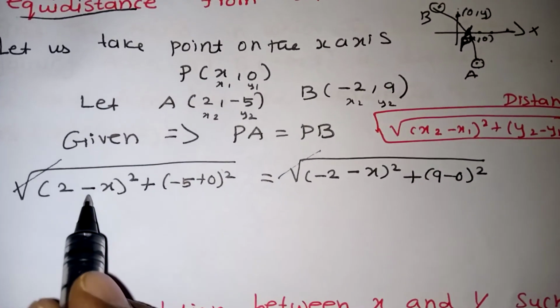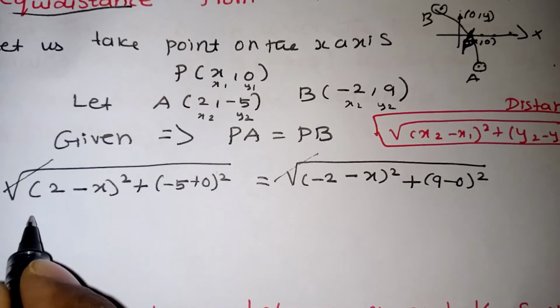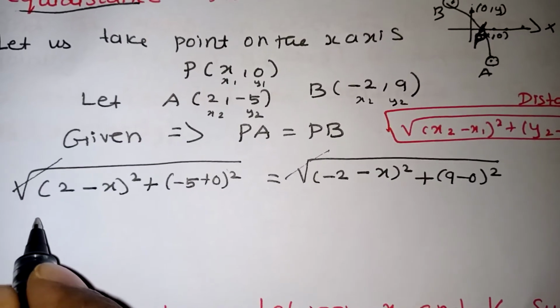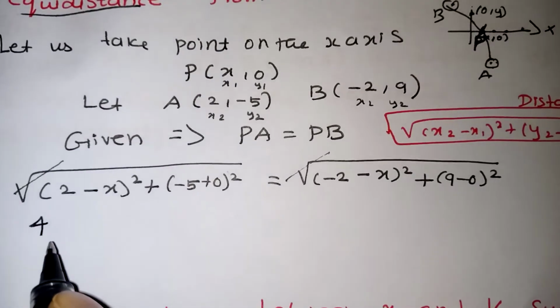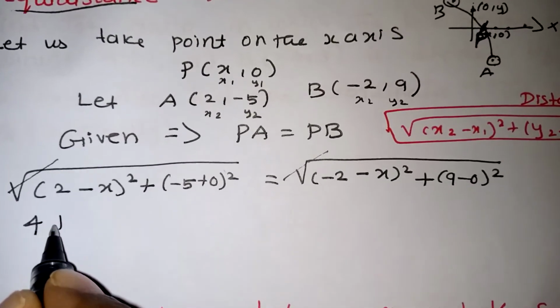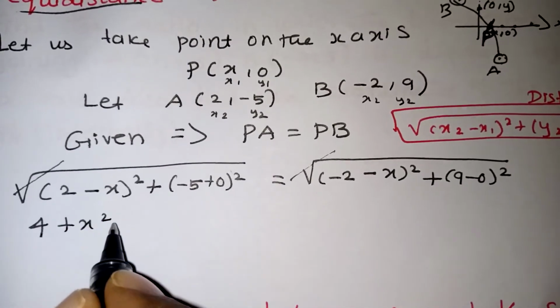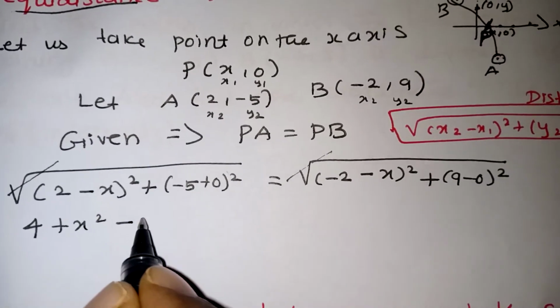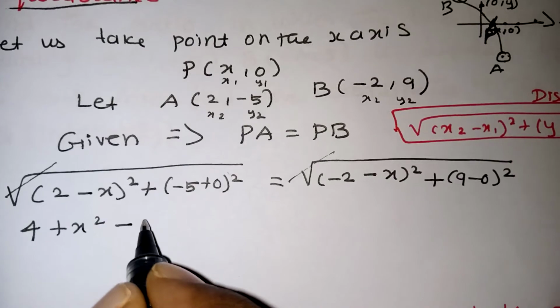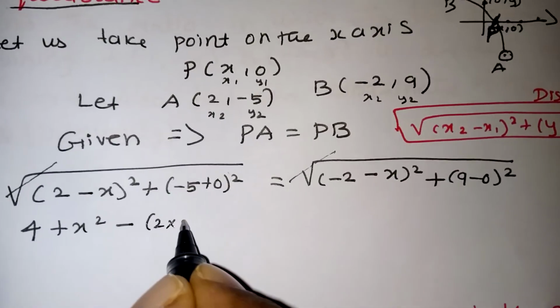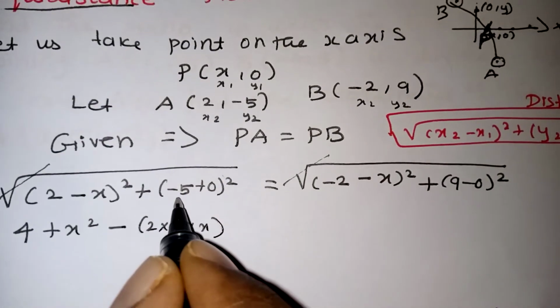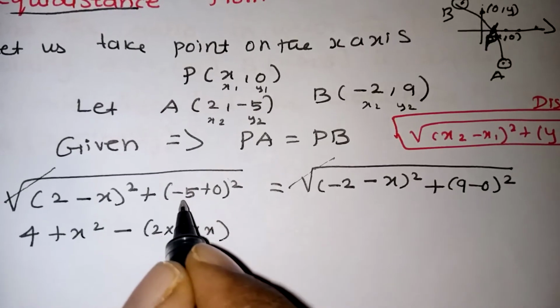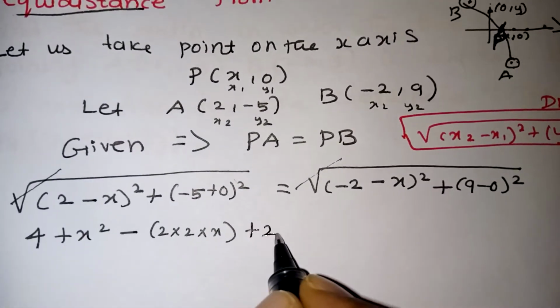This looks like (a minus b) the whole squared. So first let us expand it. a squared, that is 2 squared, plus b squared, b is x, so x squared, minus 2ab, that is 2 into a into b. So 2 into 2 into x, that is 4x. Then (-5 plus 0) is -5 only, and (-5) squared will give you 25.